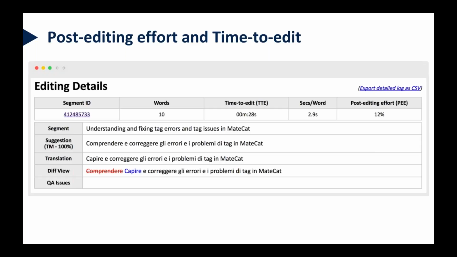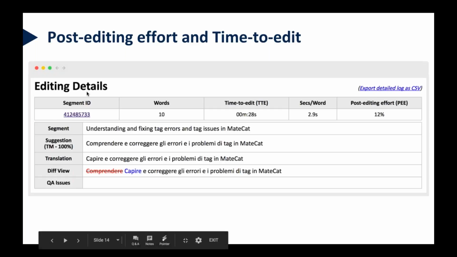So what does Matecat do? Matecat provides all the information about what we call the post-editing effort. Post-editing effort is how much you needed to edit the suggestion that you received from either the translation memory or the machine translation. So let's see this page. This is an extract from the editing blog in Matecat.